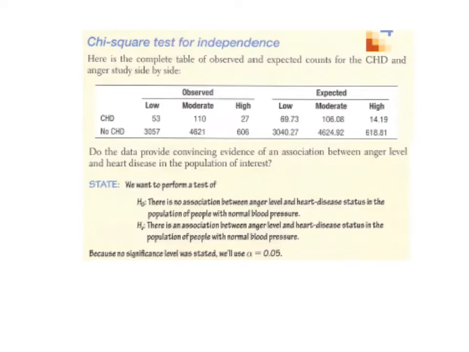Okay, so as we go all the way through this example of a chi-square test for independence, you will need to identify which chi-square test you're doing. Are you doing goodness of fit? Are you doing homogeneity? Or are you doing independence?